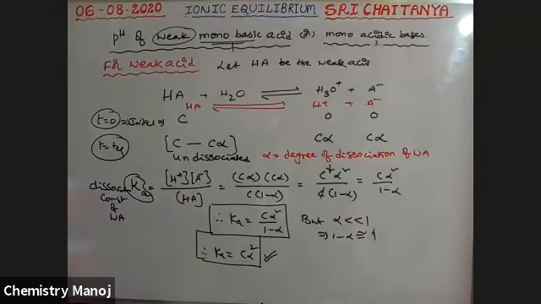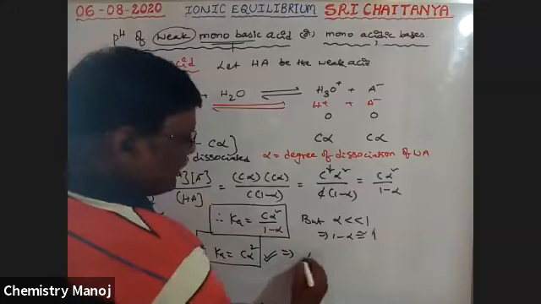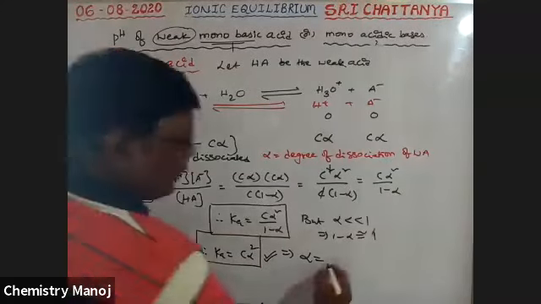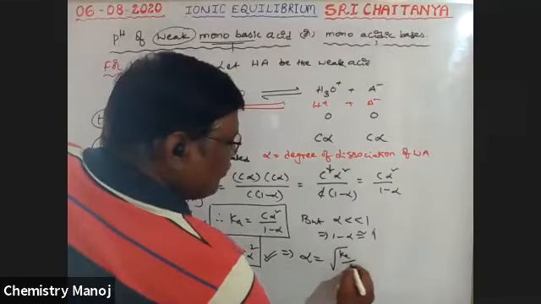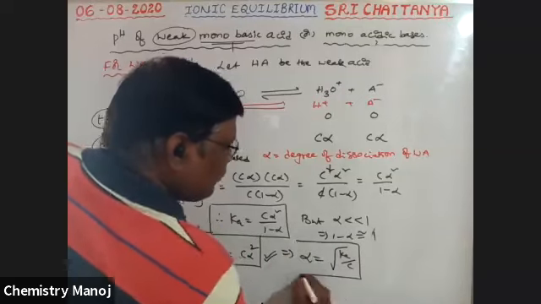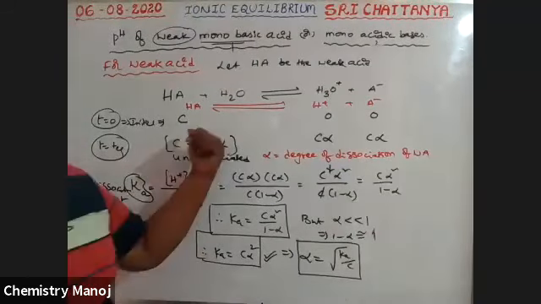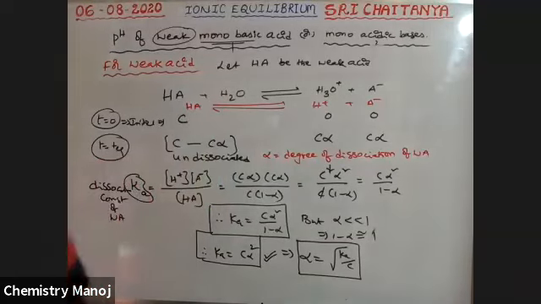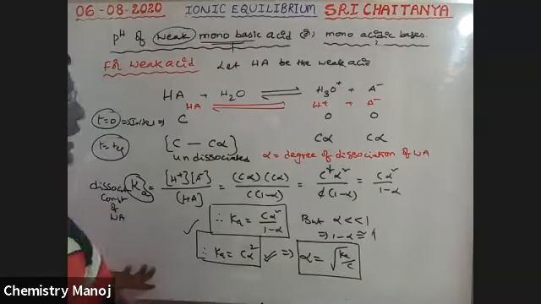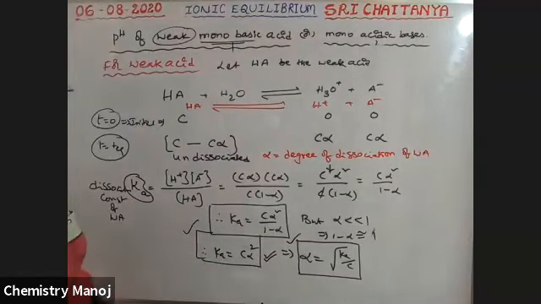From this, alpha is equal to under root Ka by C. So the degree of dissociation alpha is equal to under root Ka by C. What is Ka? That is the dissociation constant of the weak acid. What is C? It is the initial concentration of HA. So please keep in mind, Ka is equal to C alpha square, and alpha is equal to under root Ka by C.